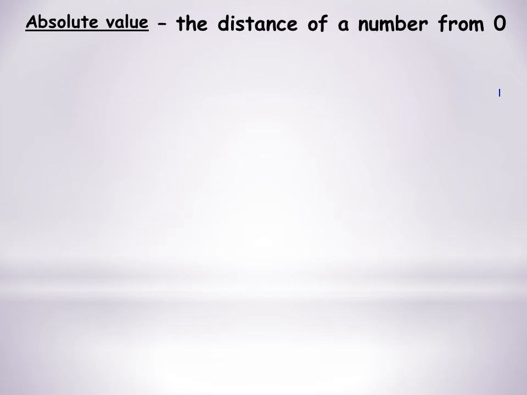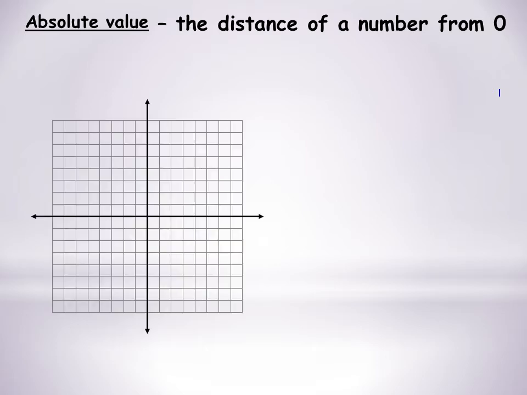Now let's talk about how to find the absolute value of a complex number. To do that, you have to think about, well, what is the absolute value? The absolute value is defined as the distance of a number from 0. If you can keep that in mind, I think it will help you remember how to do this.